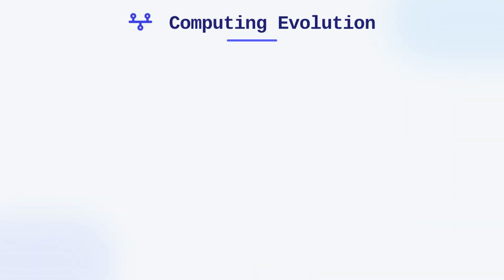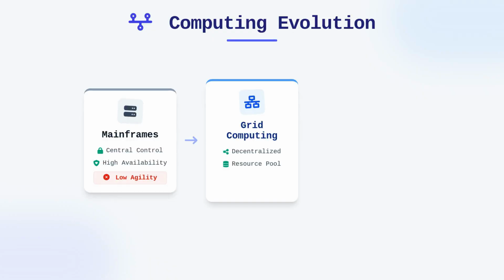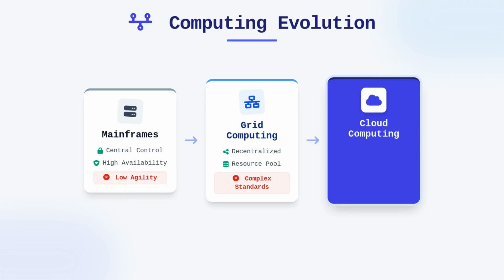The evolution of these characteristics is grounded in historical shifts, progressing from the mainframe era through grid computing toward our current cloud architectures. Mainframes focused on central control and high availability, but lacked the agility required by modern web-scale enterprises. Grid computing attempted to decentralize resources, but remained complex to standardize across disparate environments. Cloud computing synthesizes these histories by applying the abstraction of the hypervisor to create scalable, elastic, and measurable environments.